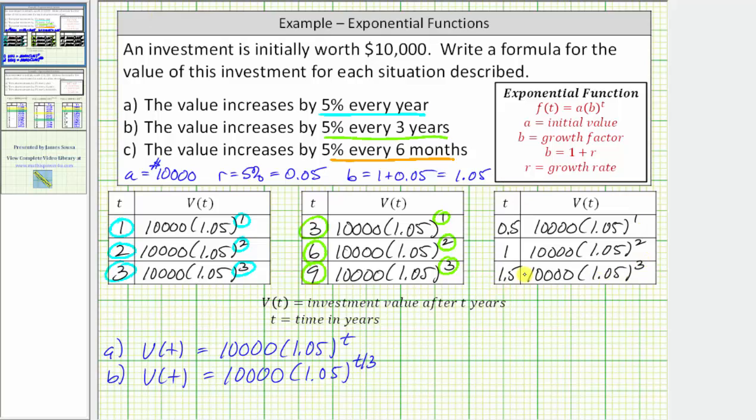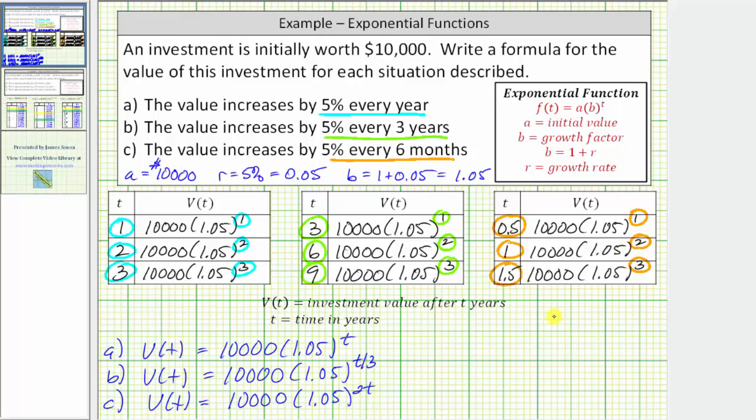Again, let's compare the t values to the exponent values. When t equals 0.5 or 1 half, the exponent is 1. When t is 1, the exponent is 2. When t is 1.5, the exponent is 3. Notice how the value of the exponent is twice the value of t, and therefore for part C, we'd have v of t, the value of the investment, is equal to 10,000 times 1.05 raised to the power of 2t. Whatever the value of t is, to get the exponent, we need to multiply by 2.